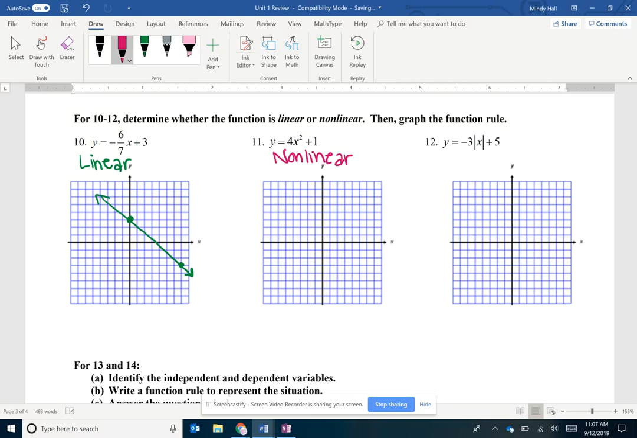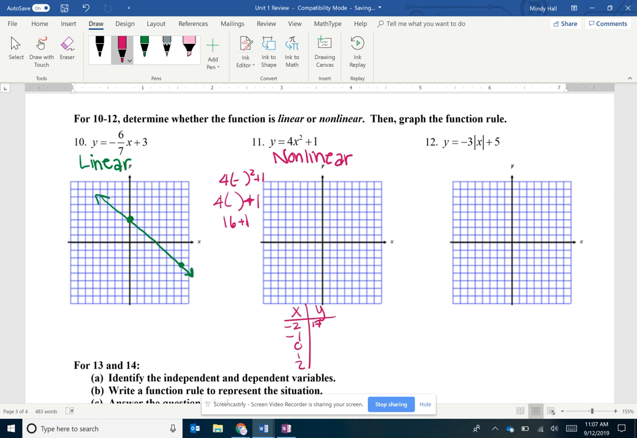So then you have to make a table of values. Remember, with your table of values, you should use negative 2, negative 1, 0, 1, and 2. So looking at this, if I plug in negative 2, I would have 4 times negative 2 squared plus 1. Well, negative 2 squared is 4. 4 times 4 is 16 plus 1, so that's going to be 17. And then you plug in the other numbers.